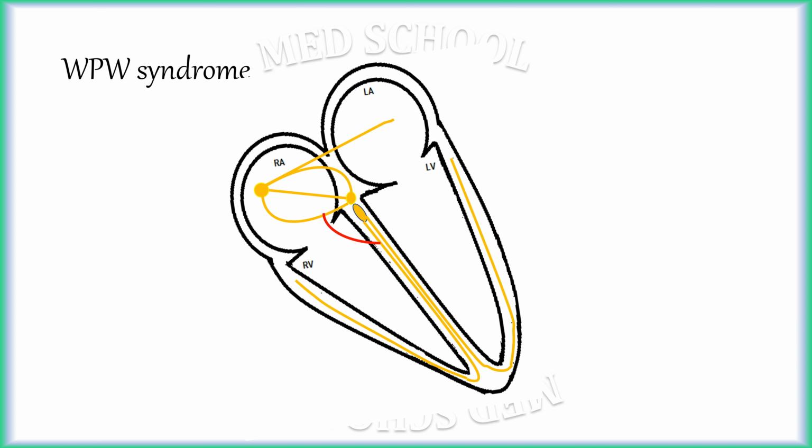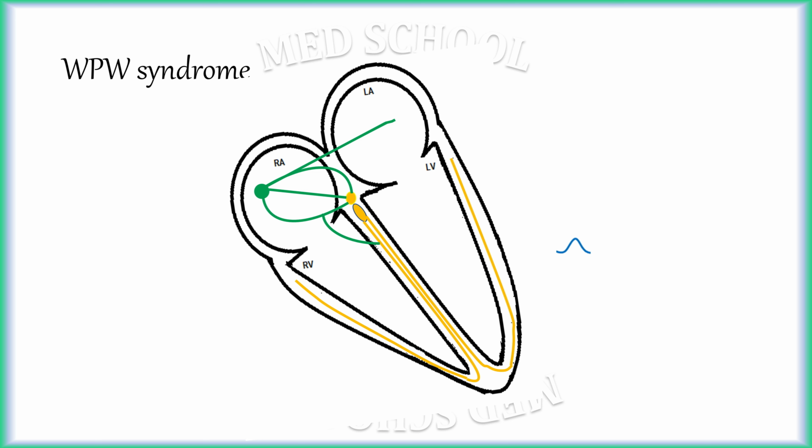In WPW syndrome, atrial activation occurs normally, hence the P wave is normal. The impulse is further conducted by both the normal as well as the accessory pathway. Conduction through the accessory pathway is fast as compared to the normal conduction pathway, due to AV nodal delay. As the impulse bypasses the AV node and AV nodal delay, the PR interval will be short on ECG.